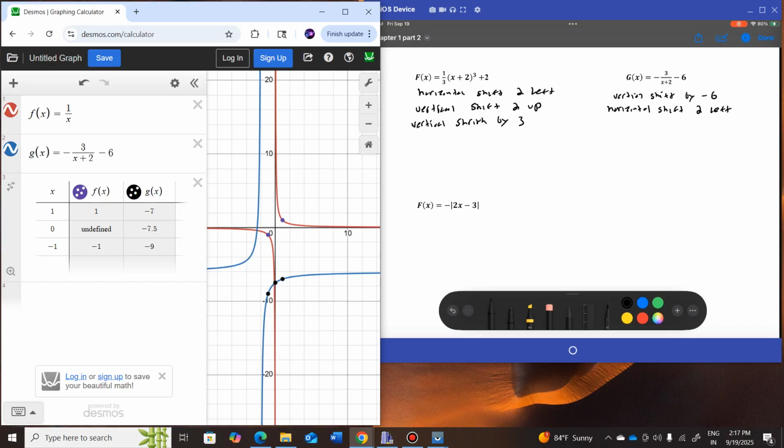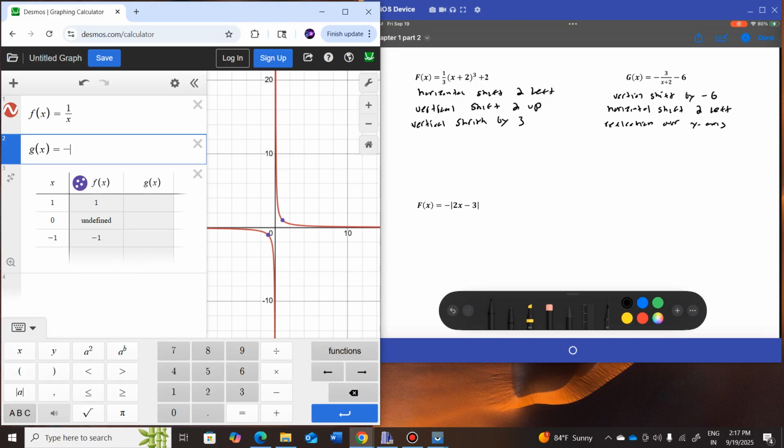Notice that vertical asymptote is shifted to the left, and it's shifted about negative 2 to the left. And then the horizontal asymptote, which would have been at y equals 0, is shifted down as well, negative 6. Yep, that's about negative 6. Alright. And then it's reflected as well. Reflection over y-axis.